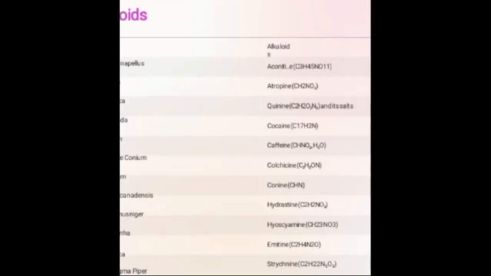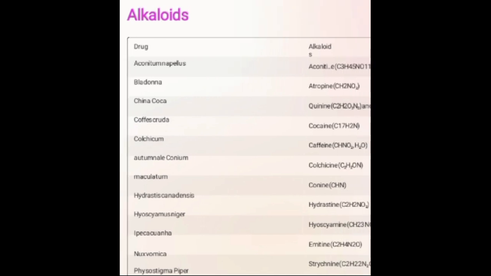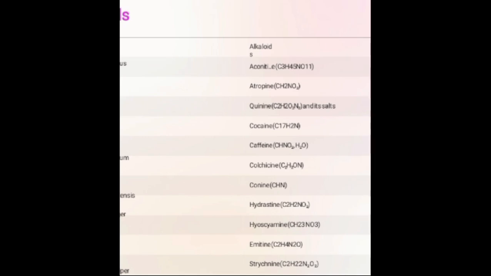Next we have alkaloids. Alkaloids are nitrogenous compounds that are present in drugs. Aconitum napellus has the alkaloid aconitine and belladonna has atropine. Cinchona has the quinine alkaloid and colchicum has colchicine. Nux vomica has an emetic alkaloid.